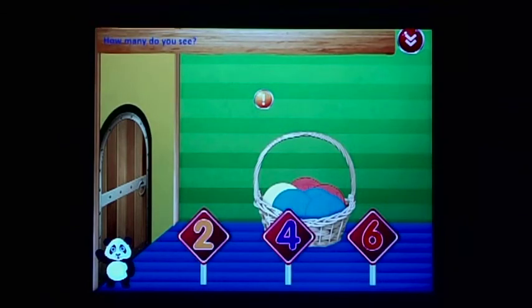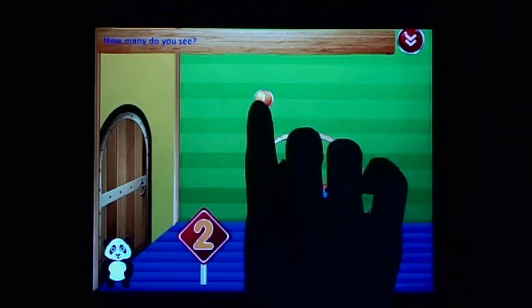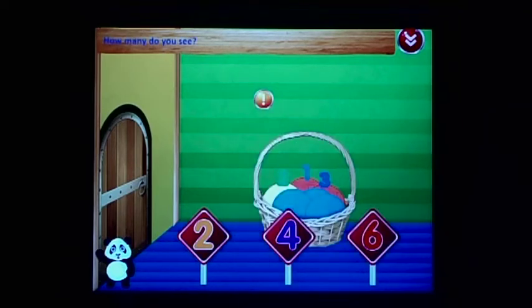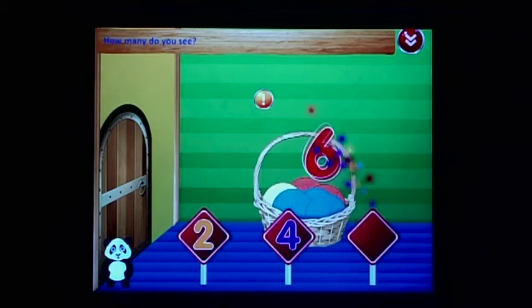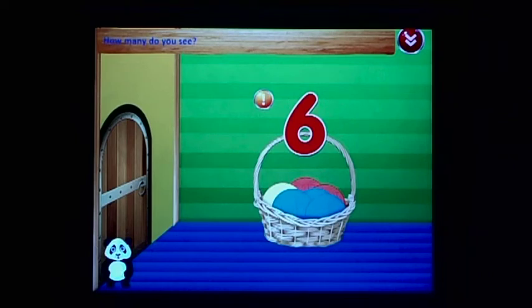How many do you see? 1, 2, 3, 4, 5, 6. 6. You did it! Y for yarn.